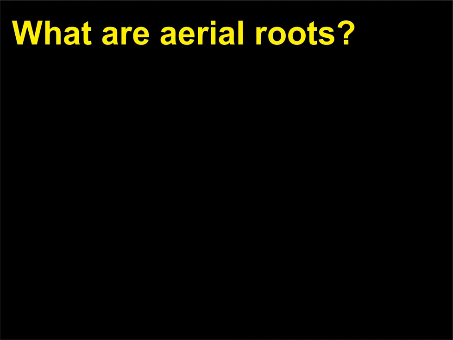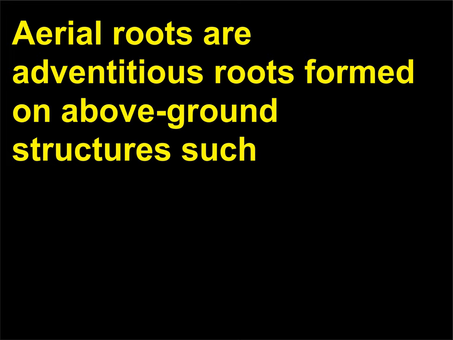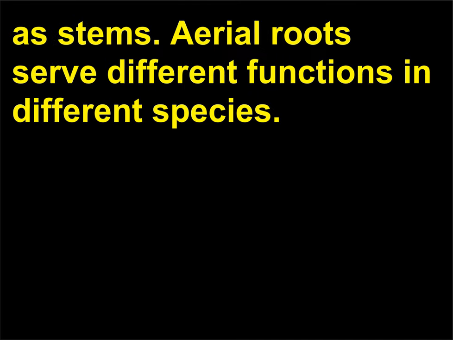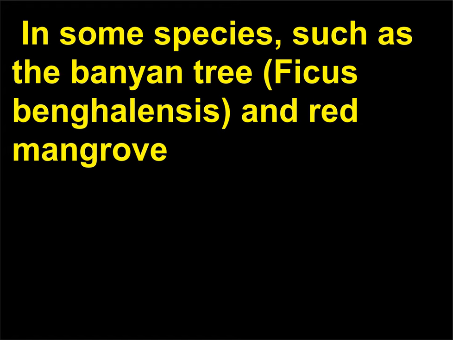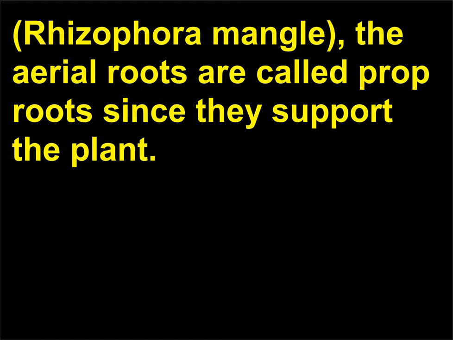What are aerial roots? Aerial roots are adventitious roots formed on above-ground structures such as stems. Aerial roots serve different functions in different species. In some species, such as the banyan tree, Ficus bengalensis, and red mangrove, Rhizophora mangle, the aerial roots are called prop roots since they support the plant.